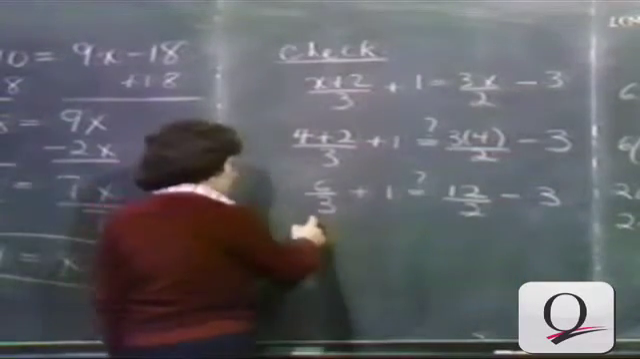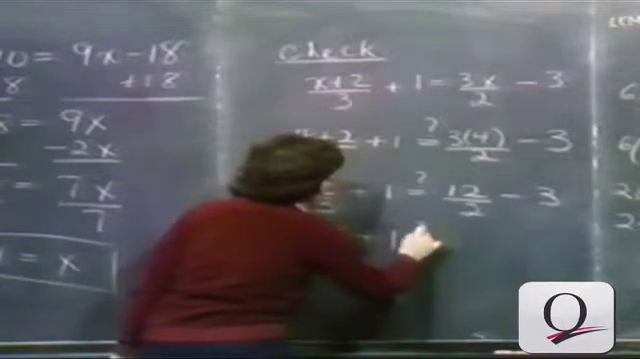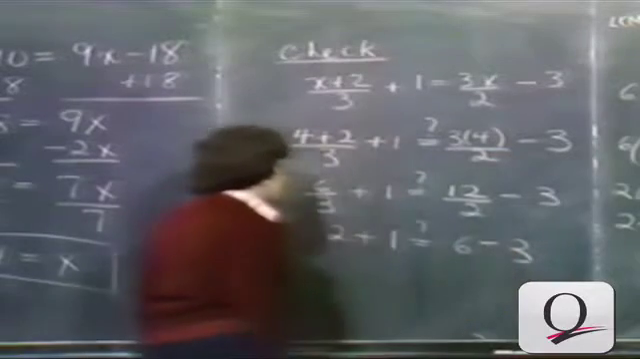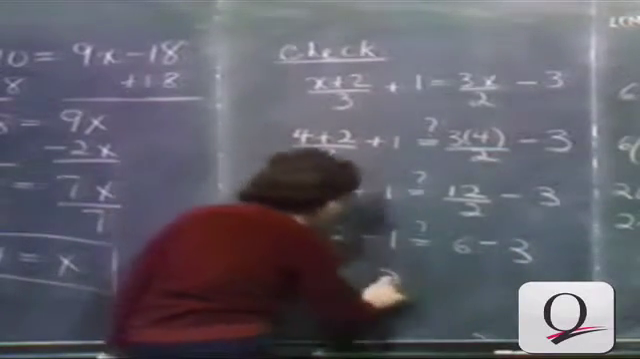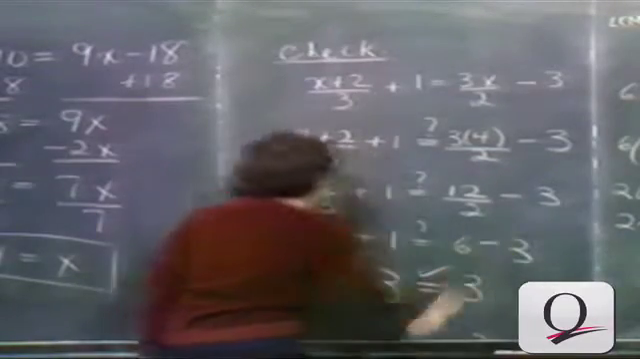On the left side here we have 6 over 3, that's 2 plus 1. And that should be equal to 12 over 2, 6 minus 3. And of course, 2 plus 1, that's 3. 6 minus 3, that's also 3. And it checks out.